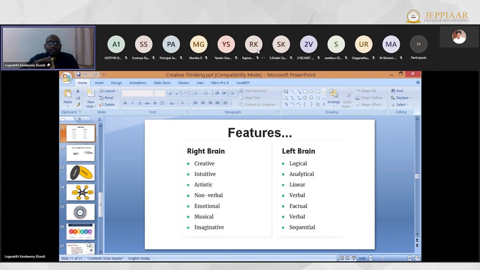And left brain people are more logical oriented, more analytical. There should be a strategy in each and every activity they do. There should be logic. They look for logic in each and every activity which they do. So that's basically the left brain.